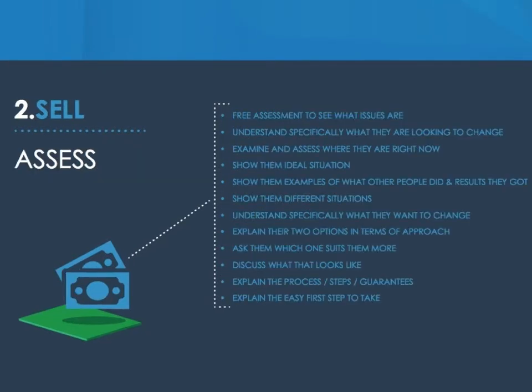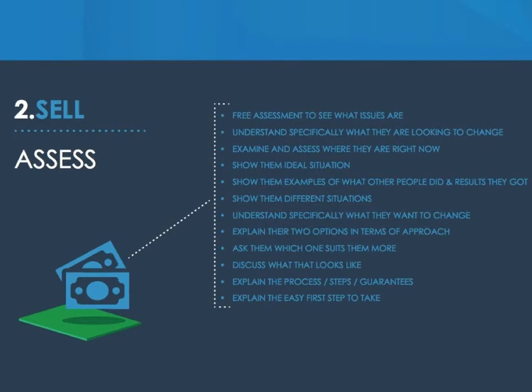When you're assessing them, you're making sure that you're communicating with them. They've got their understanding of what you have to offer, but you want to understand what they really need. So you want some sort of free assessment, phone call, whatever it is, a chat, to understand what their issues are. You also want to understand specifically what they're looking to change. You want to examine and assess where they are right now. You want to be able to future pace and show them the ideal situation.